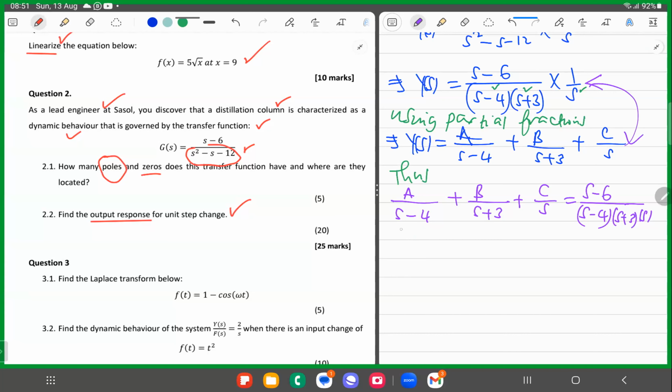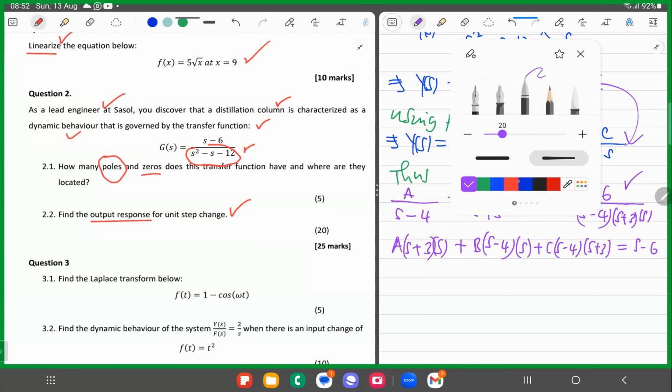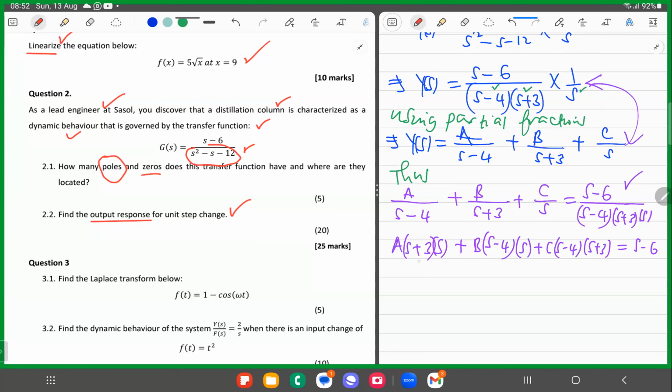Okay, so if you multiply through by the denominator, this is going to be A into S plus 3 times S. You multiply by the denominator on the right. You have B into, you multiply by the denominator, so it's going to be S minus 4. You multiply by the denominator, so it's S minus 4, S plus 3, which is S minus 6. So now at this point, you can multiply these out.